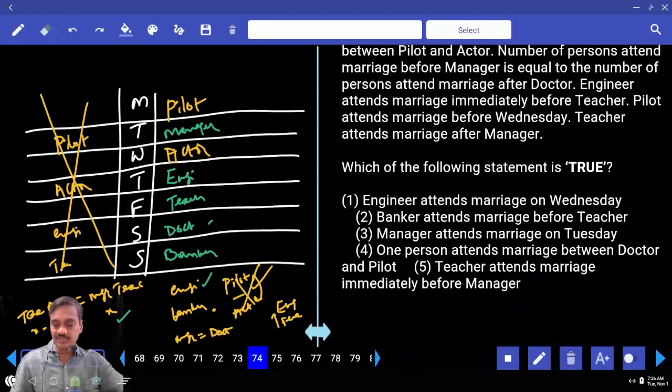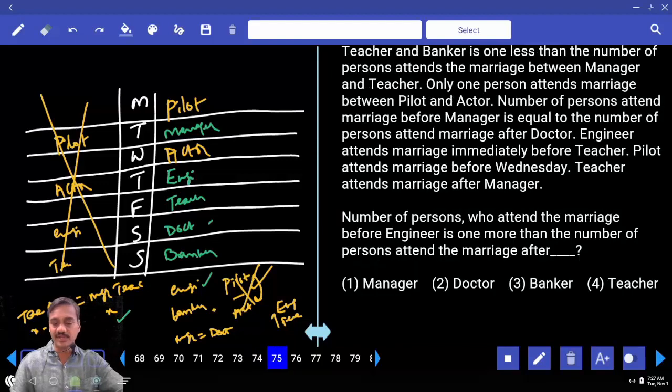And which of the following statements is true? Engineer attends a marriage on Wednesday, that is false. Banker attends a marriage before teacher. Banker before teacher, that's again false. Manager attends a marriage on Tuesday, that is definitely true. Choice 3, question number 74. Then coming to this 75, number of persons who attend the marriage before engineer.